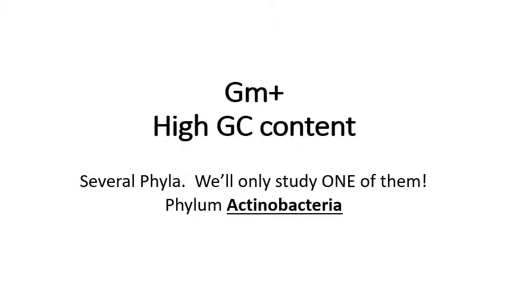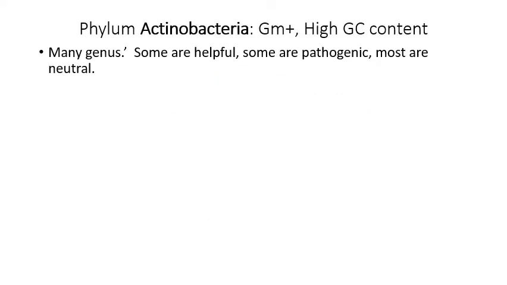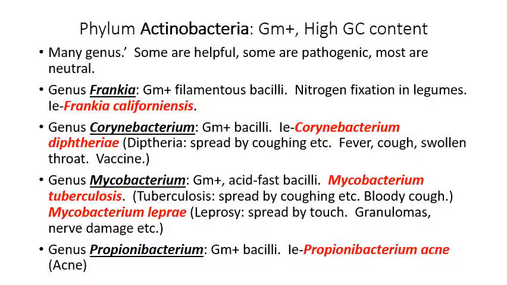All right, so we're only going to study one phylum that has a high GC content and is gram-positive. It's written right there, right? So now we're into the gram-positive bacteria that have a high GC content. The only phylum we care about are the Actinobacteria. Okay, so here are some of the important members of the phylum Actinobacteria. All Actinobacteria are gram-positive with a high GC content in their genome.